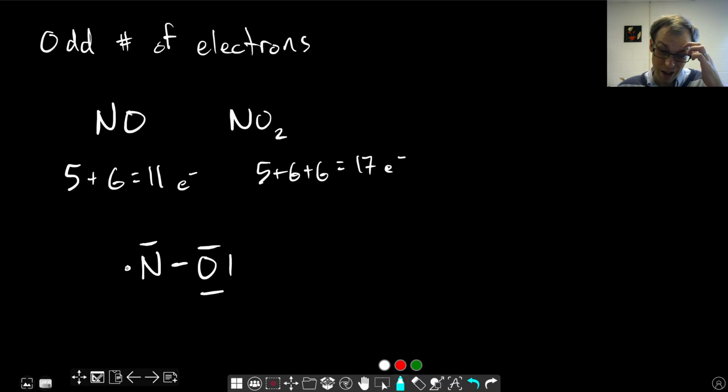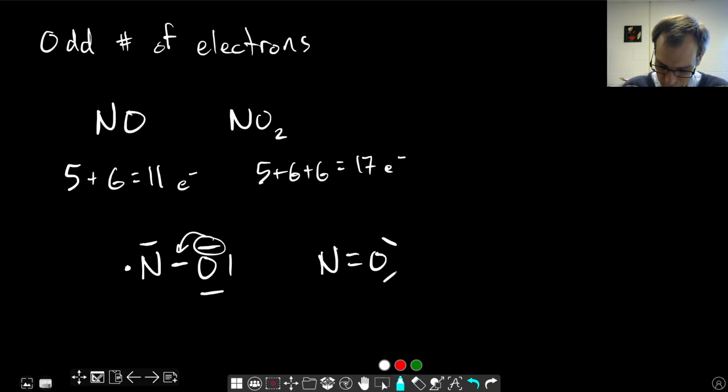And so we can get nitrogen a little bit closer to an octet by sharing this lone pair, making a double bond here. So we get this structure, N double bond O. We still have the lone pair and then this extra electron here. And let's go ahead and look at the formal charges of this as well.